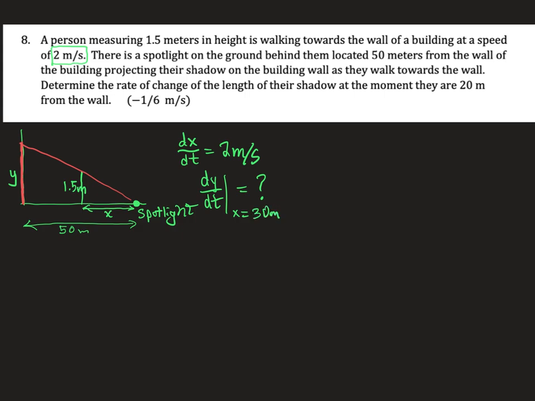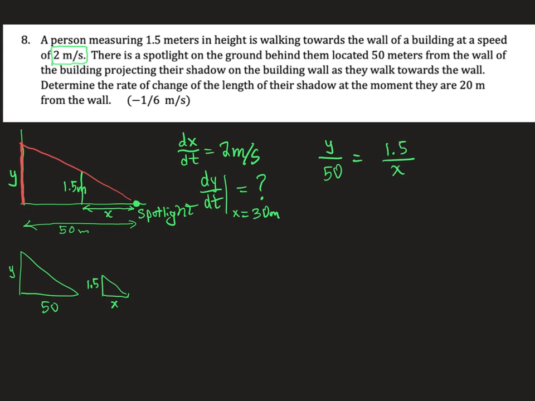Okay, now we just need an equation that relates x and y to each other. We're going to set up similar triangles. So we have a big triangle where this is y and this is 50. And then we have the littler triangle where this is the person's height, 1.5, and the distance x. Since we're looking for the rate of change of the shadow, we could start with that on top. So y is to 50 as 1.5 is to x.